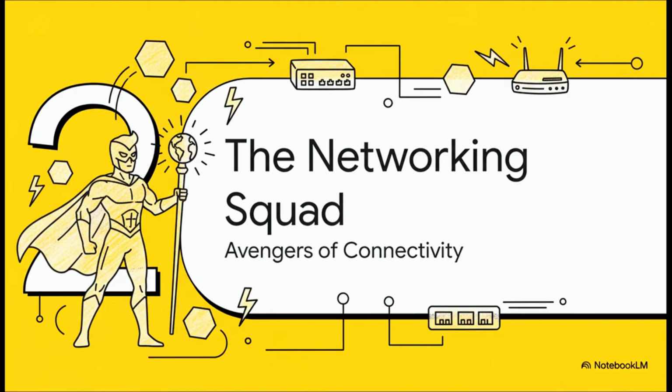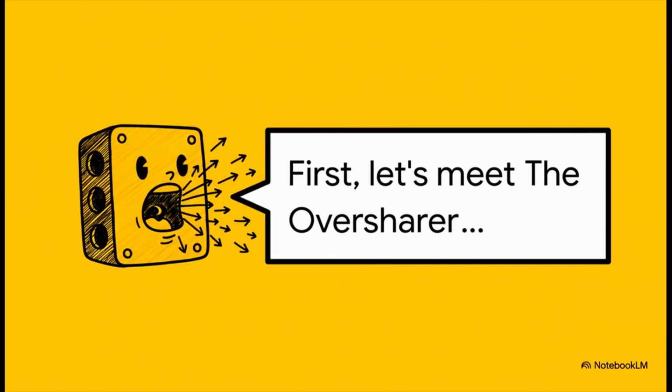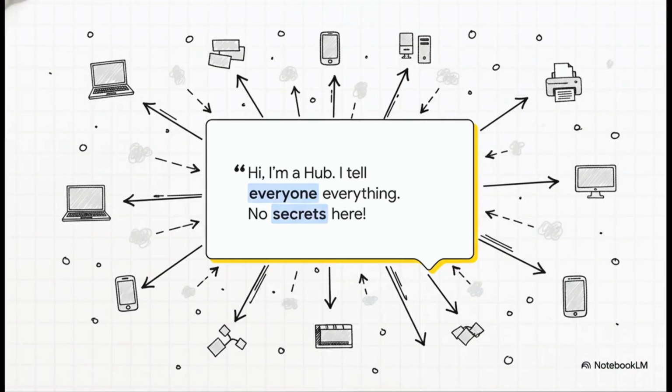Okay, now for the fun part. To really get how these pieces work together, I think it helps to give them some personality. So let's meet the key players in the hardware game. We're going to call them the Avengers of Connectivity. First up in our squad, we have, let's just say, the most enthusiastic member of the team, and maybe the least subtle. And yeah, that quote pretty much nails a hub's entire personality.